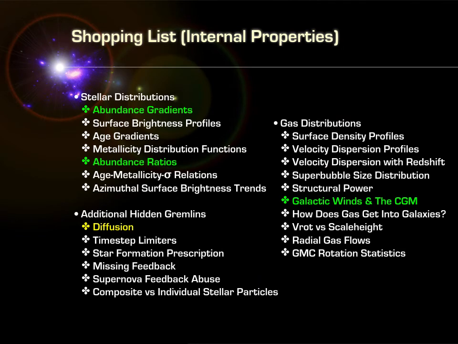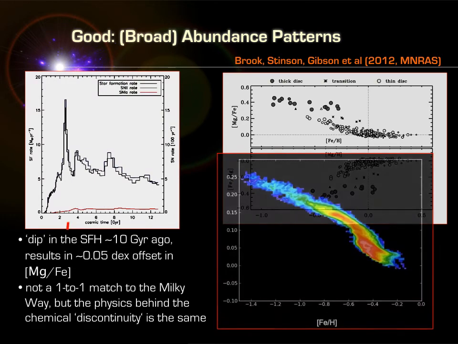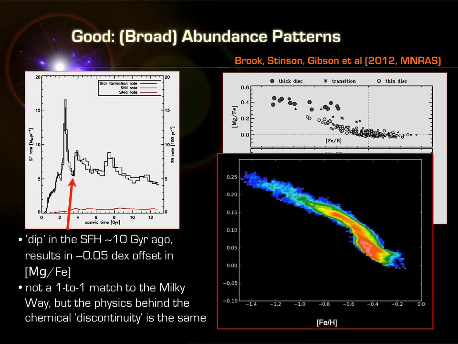So just to wrap up, just to go through a couple of things on our simulation side, what works, what doesn't work, and then just touch on one hidden numerical gremlin, which is something called diffusion. First, what are some of the good things that work in the simulation? Well, broadly, how the chemical abundances are distributed has actually worked out really well.